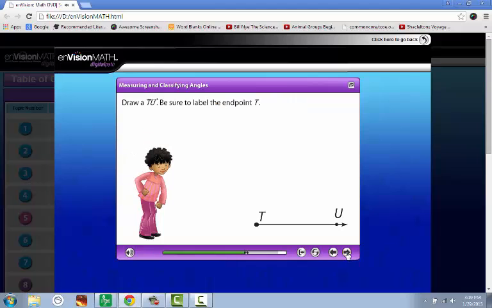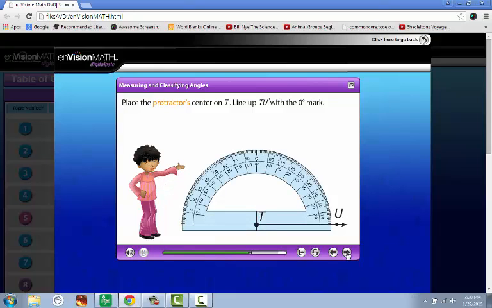Draw a ray TU. Be sure to label the endpoint T. Place the protractor center on T. Line up ray TU with the 0 degrees mark. Place a dot at 140 degrees. Label it W. Then draw ray TW.